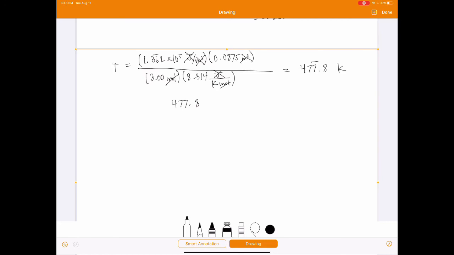And the last step will be to convert that to degrees Celsius. So if we have the temperature in Kelvin and we want it in degrees Celsius, all we have to do is subtract 273. And that will give us 204.8 degrees Celsius, but we're going to want to round that off to a nice 205. Okay, so it's 205 degrees Celsius. That's the temperature inside of this cylinder.